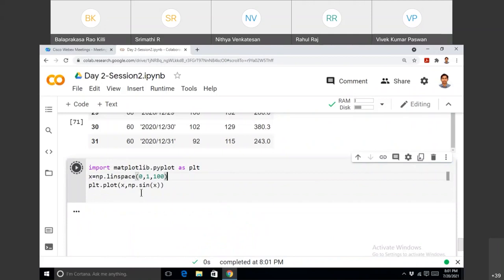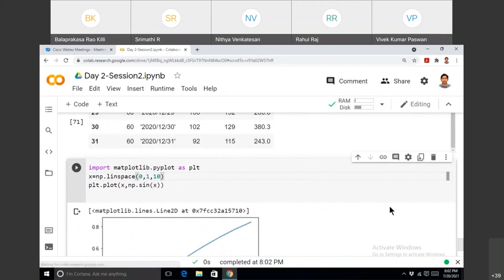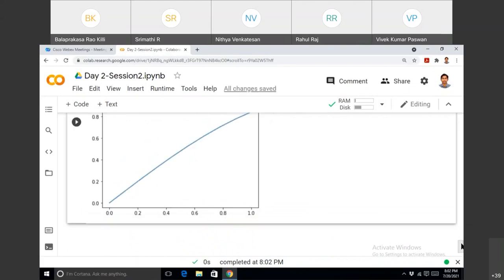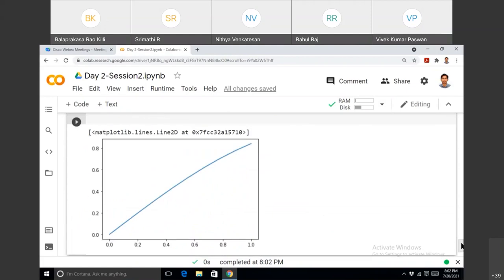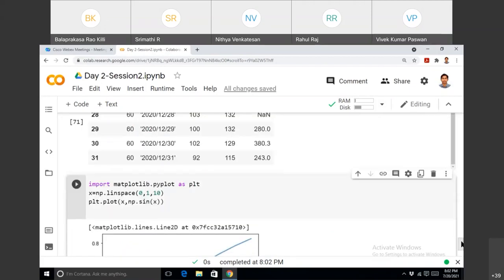plt.plot with x from 0 to 1, evenly spaced samples I have generated, and I am applying sin x. Yes, 0 to 1, it will increase, true. So this is sin x.